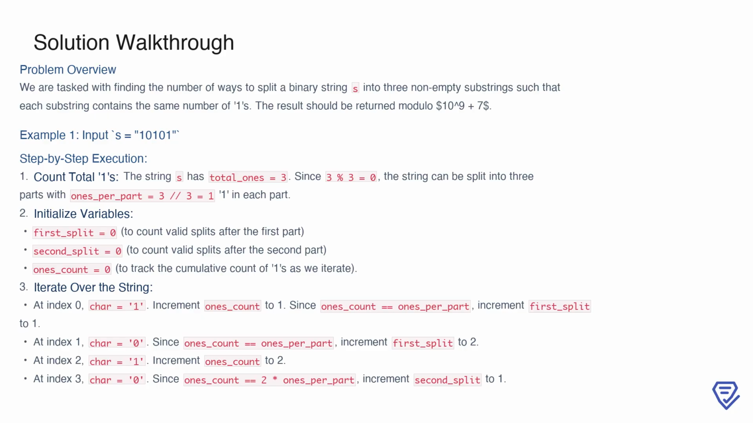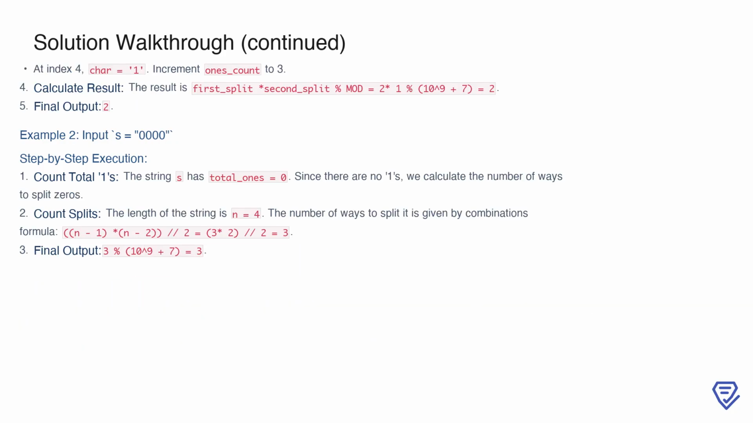For example, at index 0, we encounter the first one and increment ones_count to 1, matching ones_per_part. This makes index 0 a valid split point for the first part, so we increment first_split to 1. At index 1, we see a 0, but since ones_count hasn't changed, we increment first_split again to 2. We repeat this process for the rest of the string, tracking valid splits for the second part as well. At index 4, we encounter another one, bringing ones_count to 3, which completes the third part.